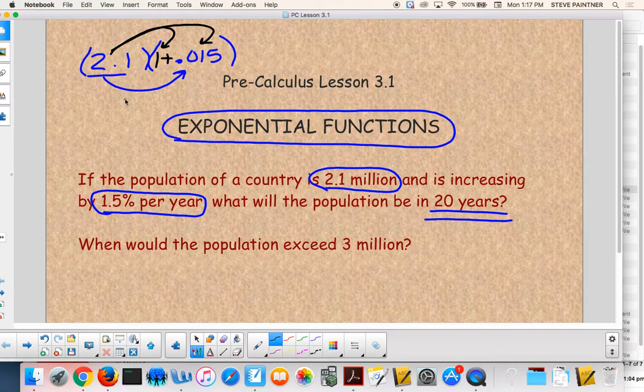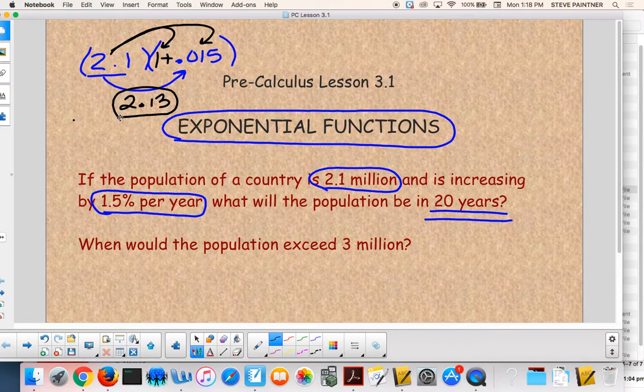That times that is 2 point what? 13? Oh, so you know what that is? That would be about 30,000 more people next year, because that's 2,100,000, that's 2,130,000. So yeah, we went up about 30,000 people. But here's the deal. This new number is after 1 year.